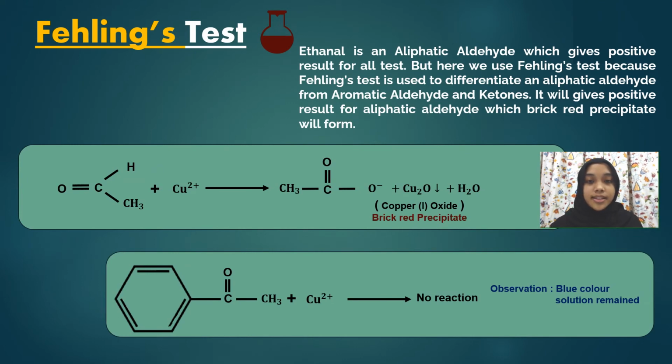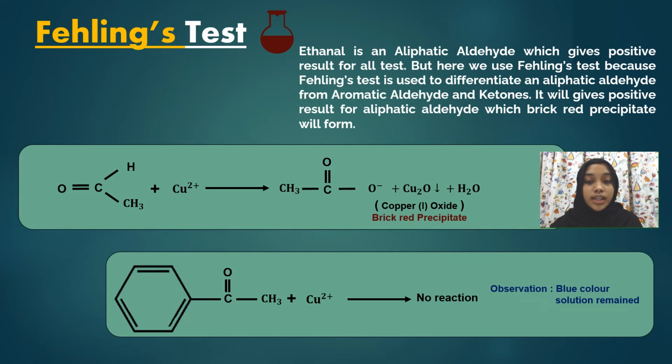Ethanal is an aliphatic aldehyde which gives a positive result for all tests. But here we use the Fehling test, because the Fehling test is used to differentiate an aliphatic aldehyde from an aromatic aldehyde and ketone. It will give a positive result for an aliphatic aldehyde, where a brick red precipitate will form.